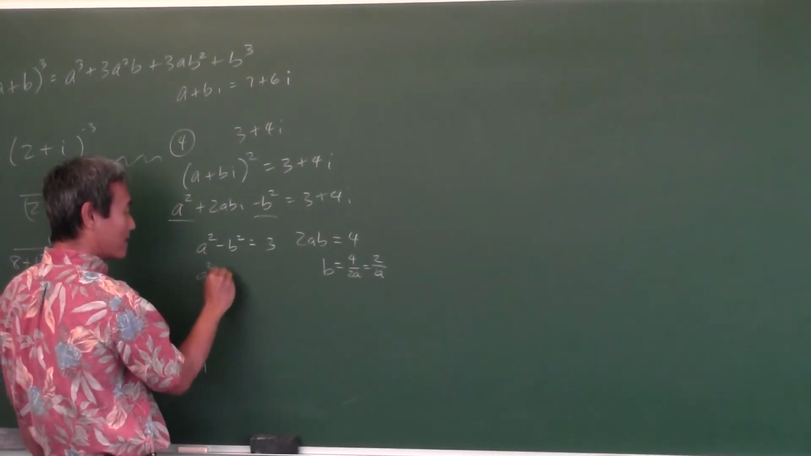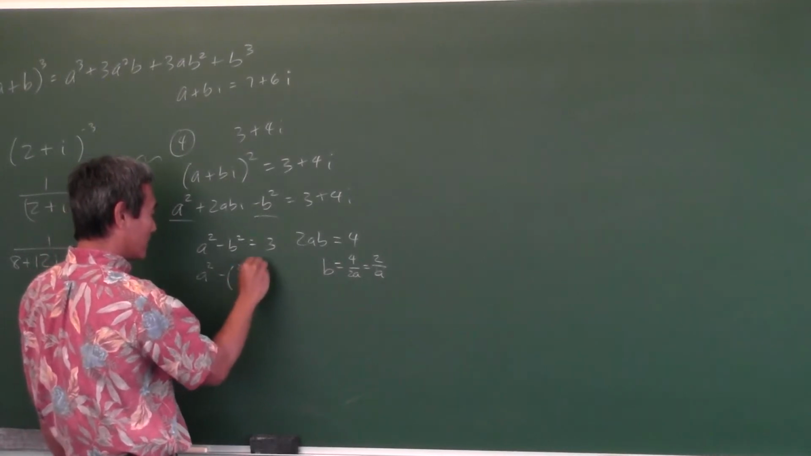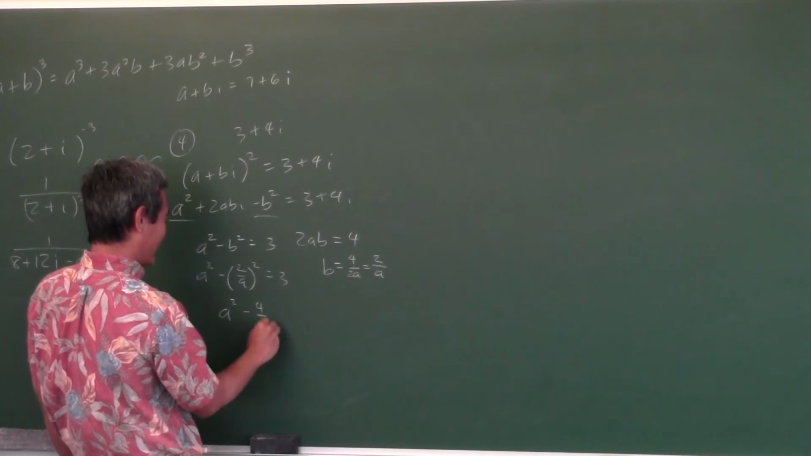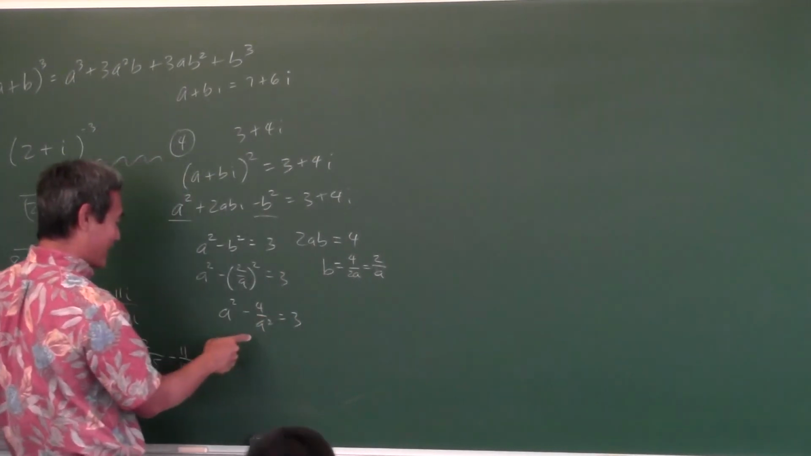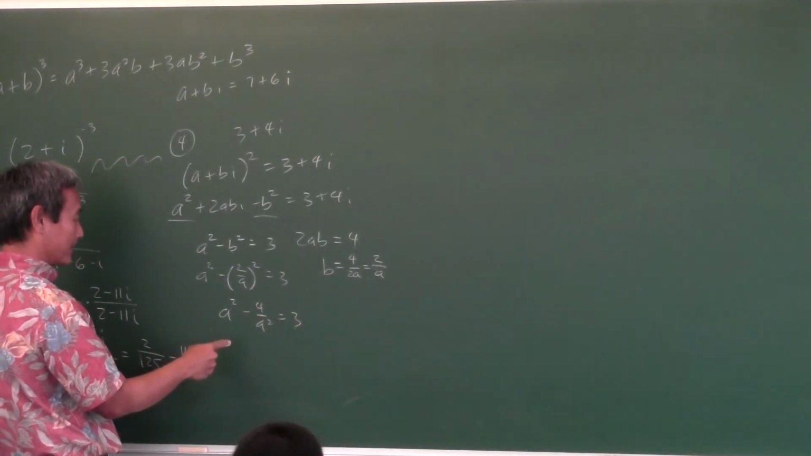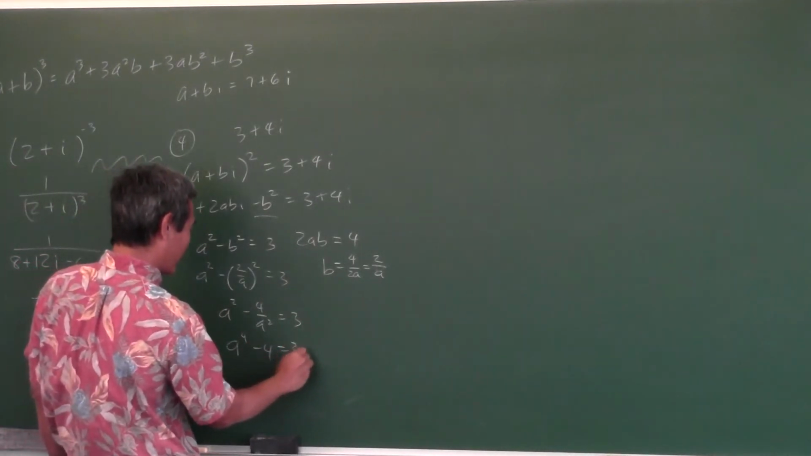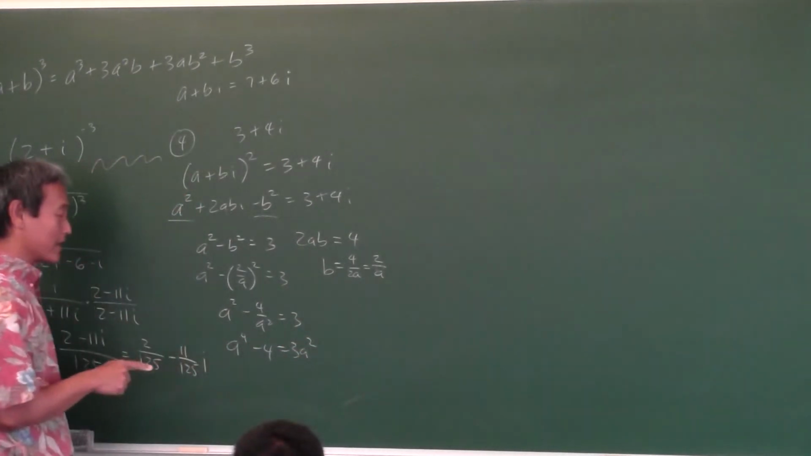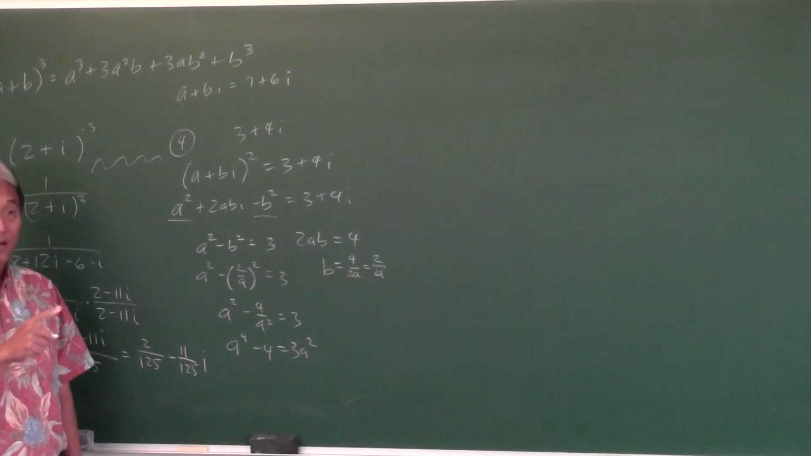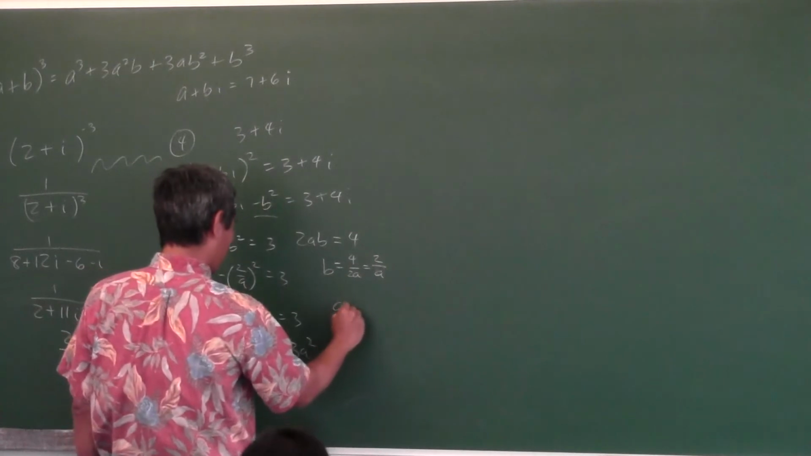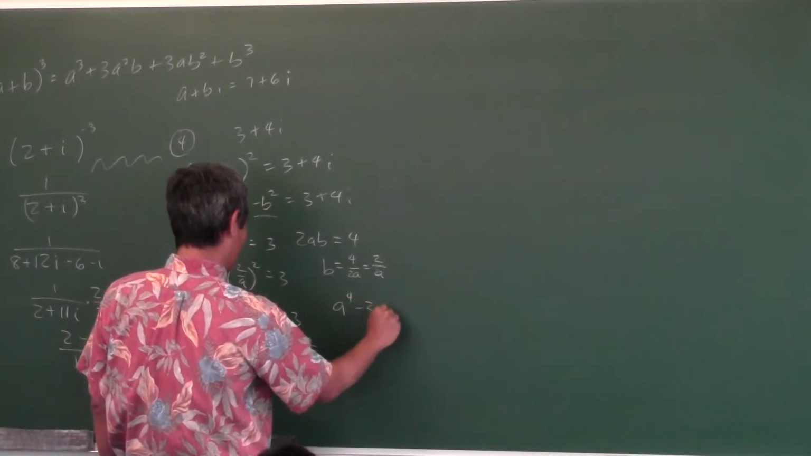So you get a squared minus (2 over a) squared equals 3. Multiply out: a squared minus 4 over a squared equals 3. Get rid of the fraction. Multiply through by a squared. So you get a to the 4th minus 4 equals 3a squared. Now this is not a quadratic equation, but it has quadratic form. You guys know what I'm talking about? You guys did plenty of these last year. Mr. Uba showed me.